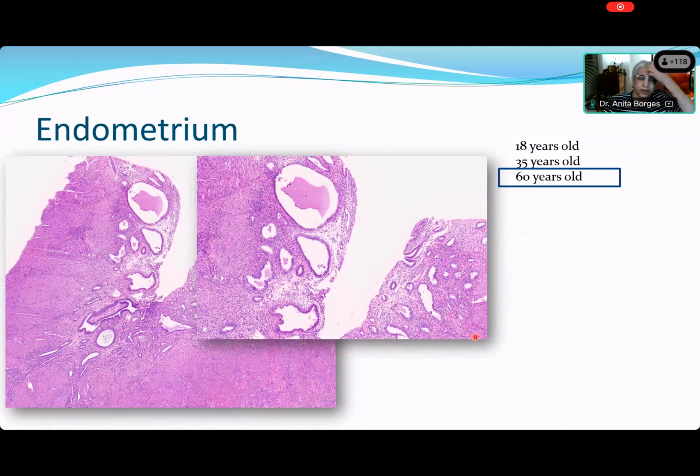She's 60 years old. Why is she 60 years old, Simi? There is cystic atrophy of the endometrium. Yes, I understand. But why are you calling it cystic atrophy of the endometrium? And why are you not calling it cystic hyperplasia of the endometrium? There's cysts, yes. So why is it cystic atrophy and not cystic hyperplasia of the endometrium? Anybody else wants to answer? Yes, come on to me.